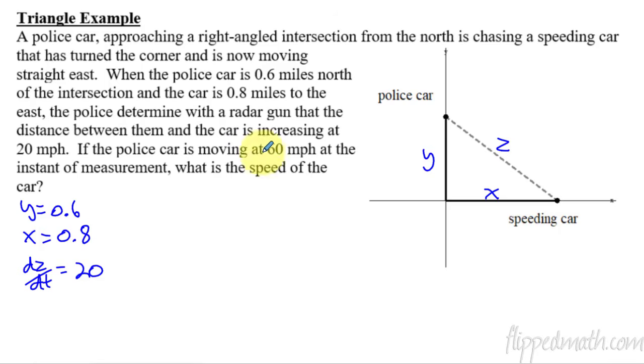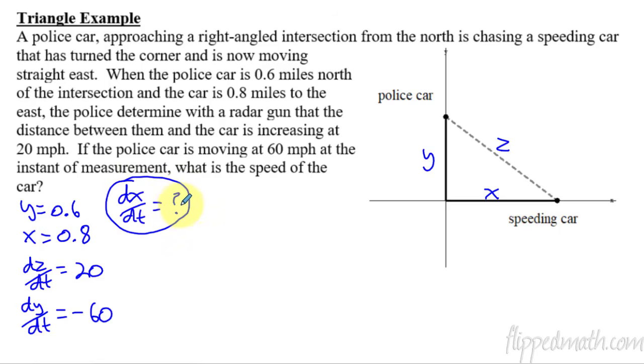If the police car is moving at 60, so this police car is going towards the intersection at 60 miles per hour, I can call that the rate of change of Y. So dy/dt equals negative 60. Why am I saying negative? Because this distance y is getting smaller and smaller, which means the rate is actually negative. And we want to know what's the speed of the car. So what we're really looking for is dx/dt. That's my question mark. I'm going to put a circle around it just to remind myself that's what I'm trying to find.